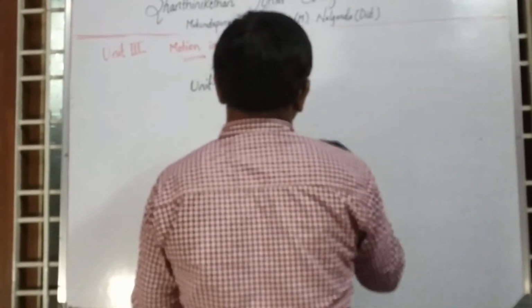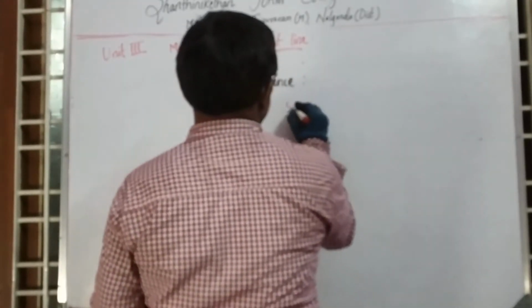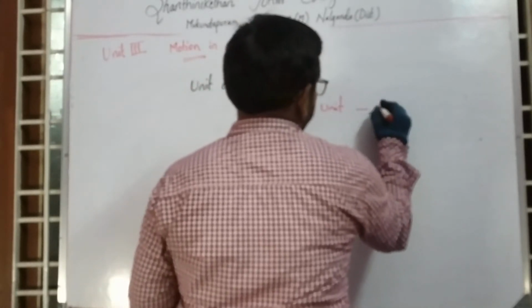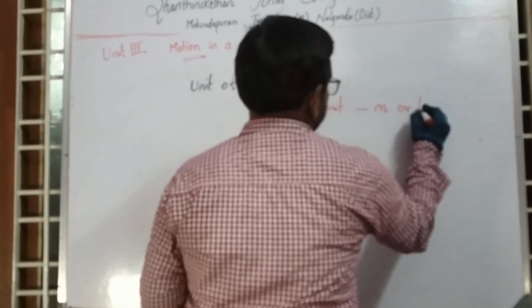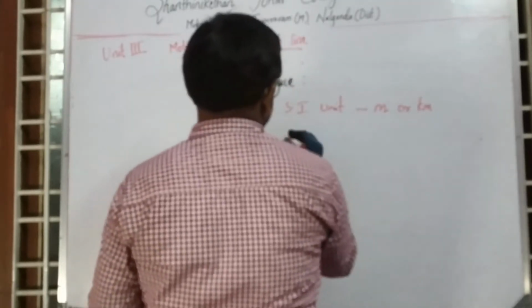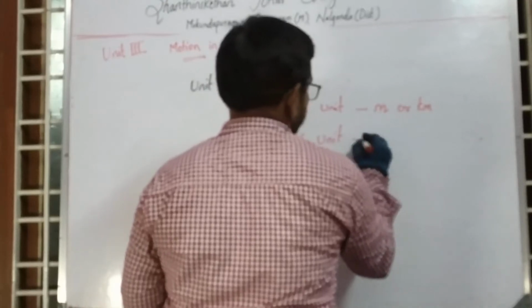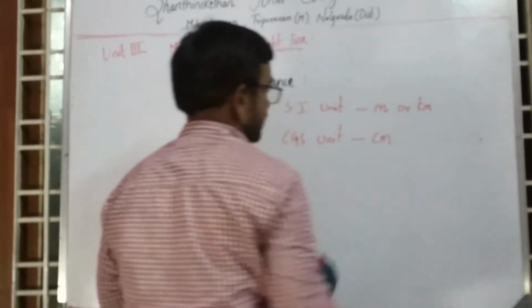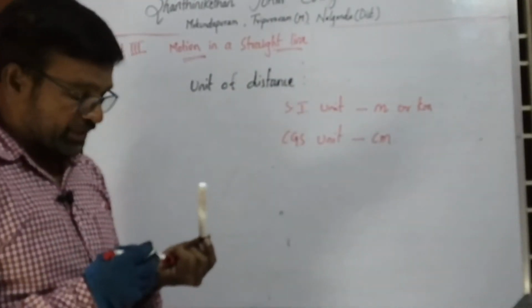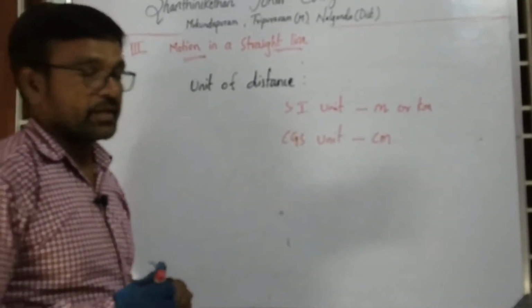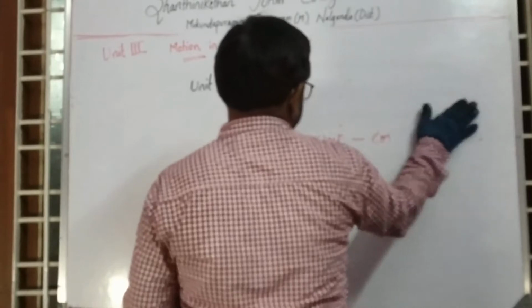So what is the SI unit? SI unit is meters or kilometers. Okay. CGS unit is what? CGS unit is centimeters. CGS unit is centimeters. SI unit is meters or kilometers. Okay. Unit of distance.